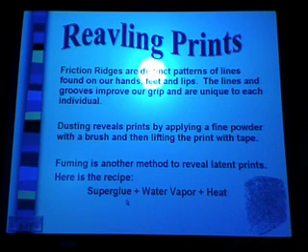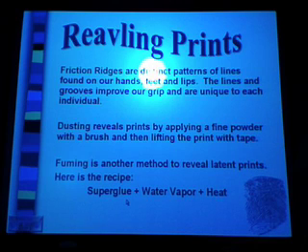Fingerprints are the result of friction ridges. Friction ridges are distinct patterns of lines found on our hands, feet, and lips. The lines and grooves improve our grip and are unique to each individual. Two methods for making friction ridges visible, if they are latent, are dusting and fuming.